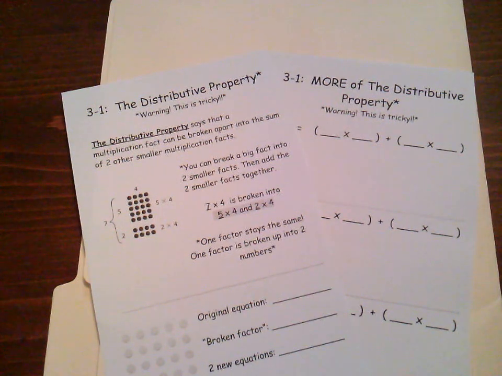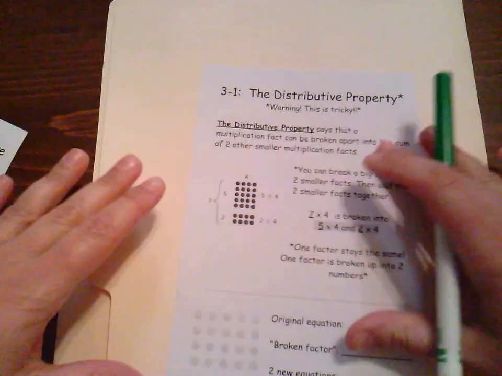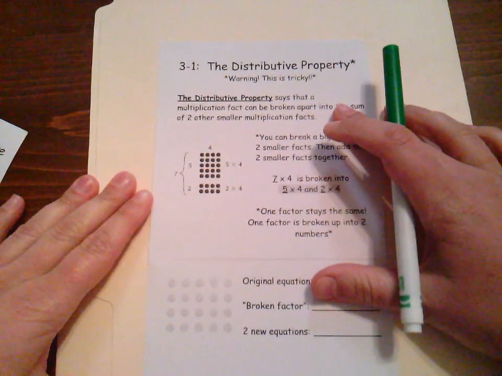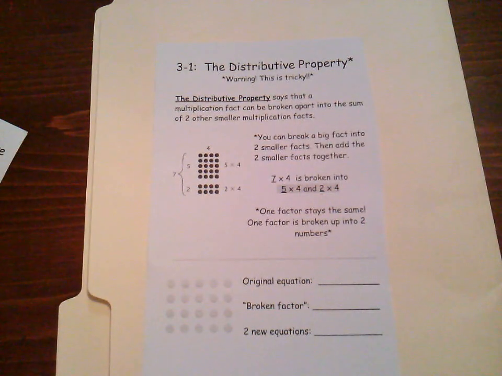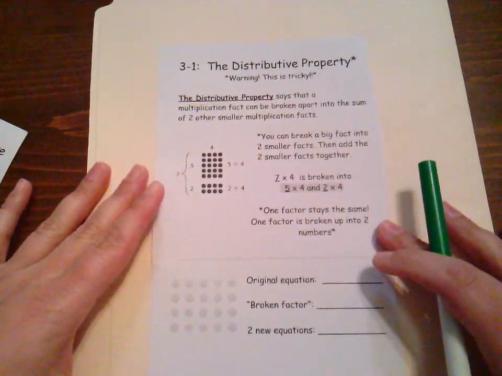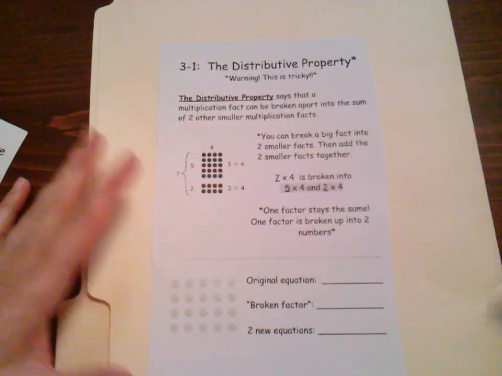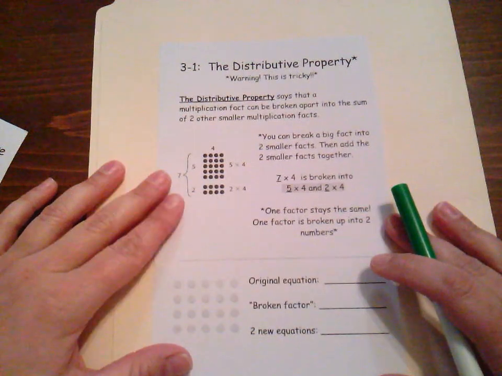For this video, you actually need 2 sheets. Both of them are titled 3-1. So let's take a look at this first note sheet. In this unit, we've already learned about the zero property, which tells us any factor times 0 is 0. And we've also learned about the identity property, which tells us that any number times 1 is that other factor.